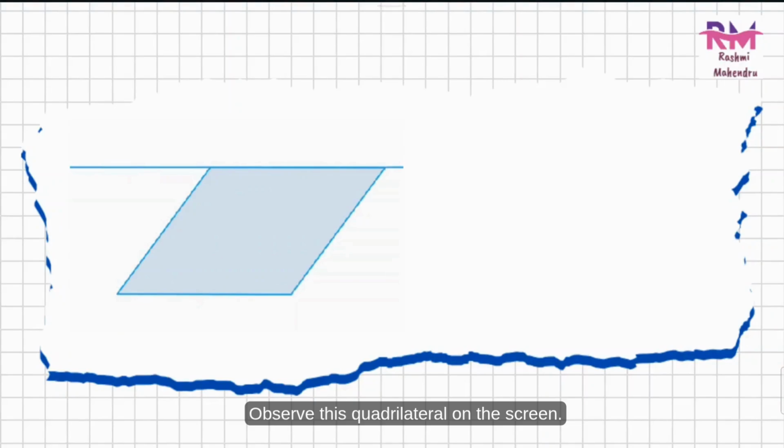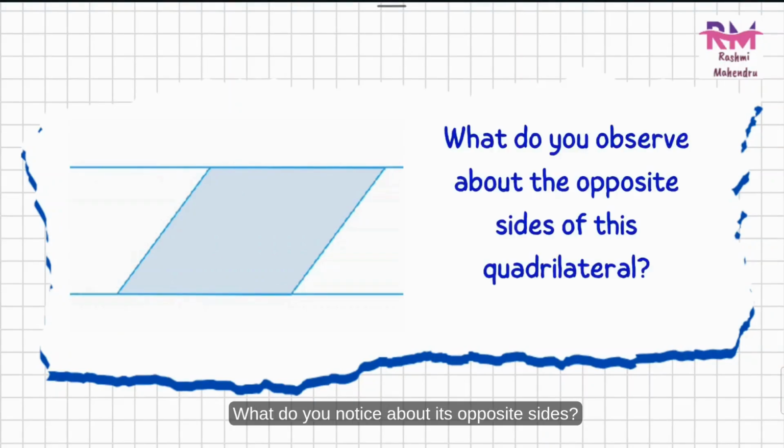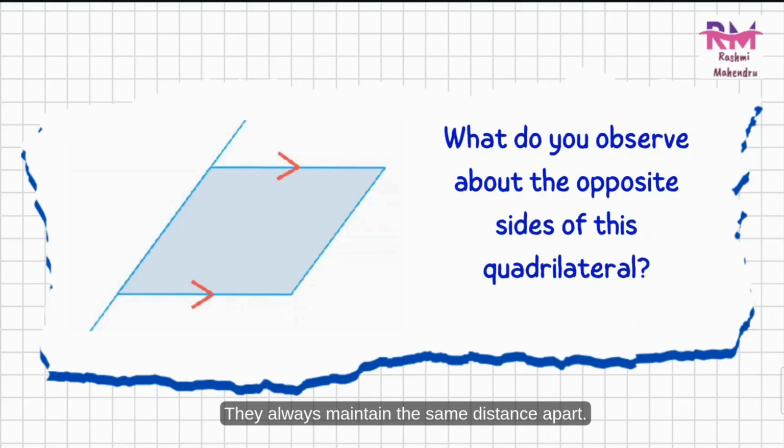Observe this quadrilateral on the screen. What do you notice about its opposite sides? The opposite sides are equidistant from each other. They always maintain the same distance apart. And this is indicated by the red arrows.